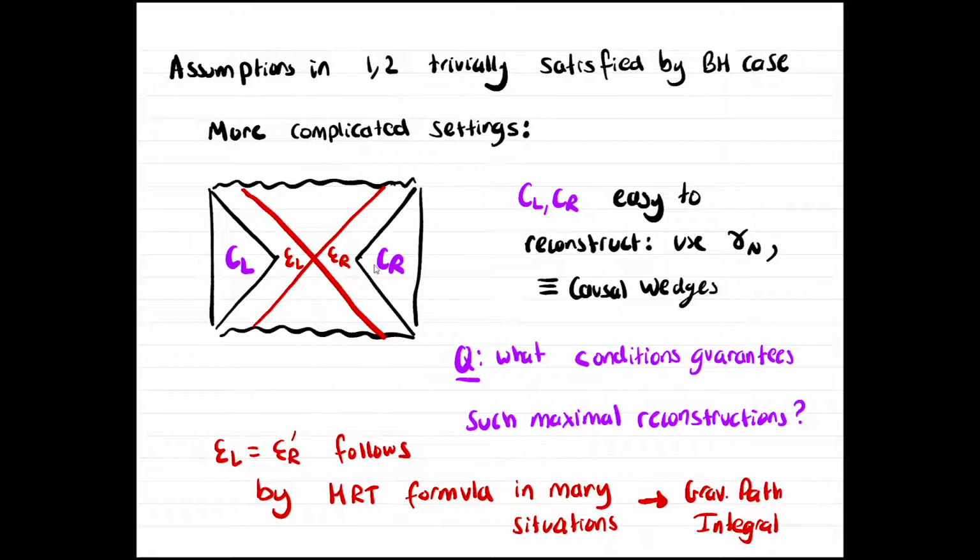And then the question is, can you extend causal wedge reconstruction to the entanglement wedge? And what guarantees you can do that in a maximal way? We don't know the exact conditions for that, although by the HRT formula, we believe that in many situations that extension happens. Of course, the HRT formula is derived using the gravitational path integral, and we would want to get away from that. So we want to put in some independent ingredients and see it arise.